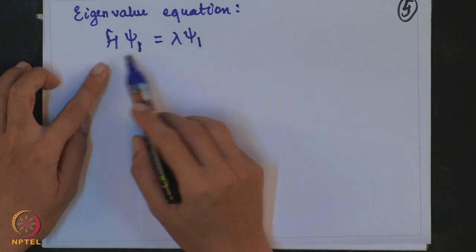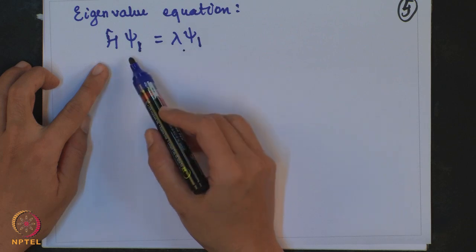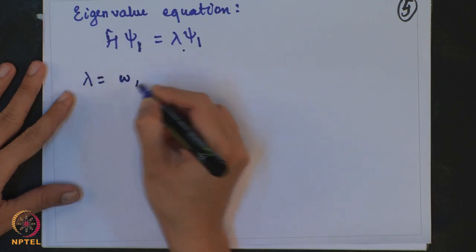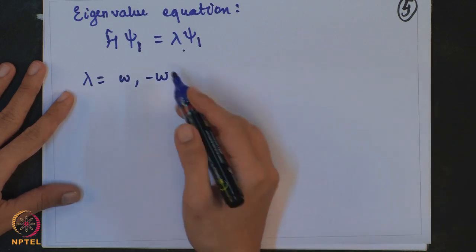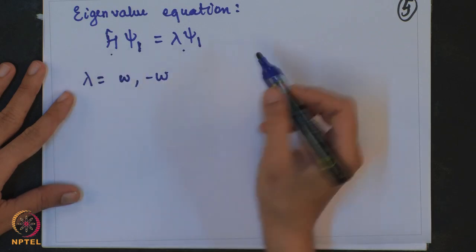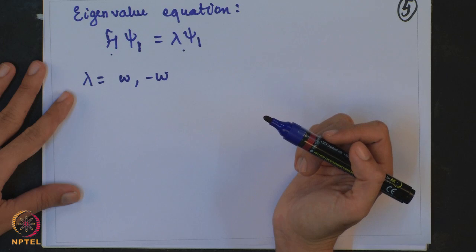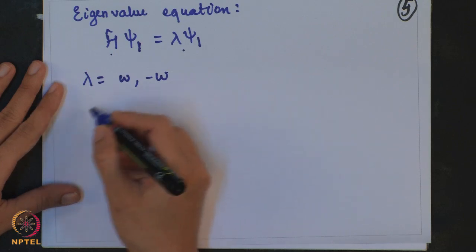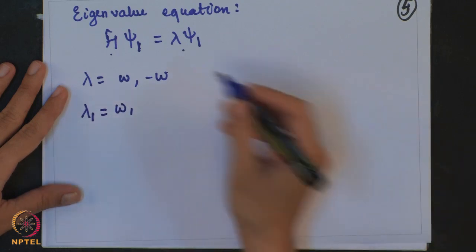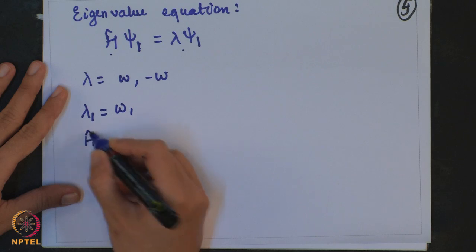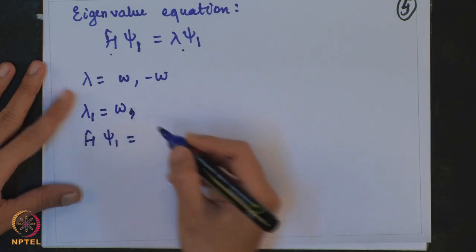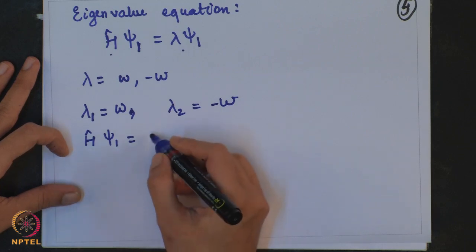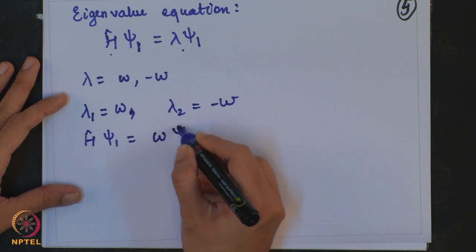So, once you calculate the eigenvalues, you can easily calculate the eigenfunction. From this I can say that the eigenvalues are omega and minus omega. It is very simple. You have to just substitute for the Hamiltonian operator and calculate the corresponding eigenvalues. Then, if I call lambda 1 as omega, then I will have operator H psi 1 equal to lambda 1 psi 1, where lambda 1 is omega and lambda 2 is minus omega. So, H operator on psi 1 is omega psi 1.